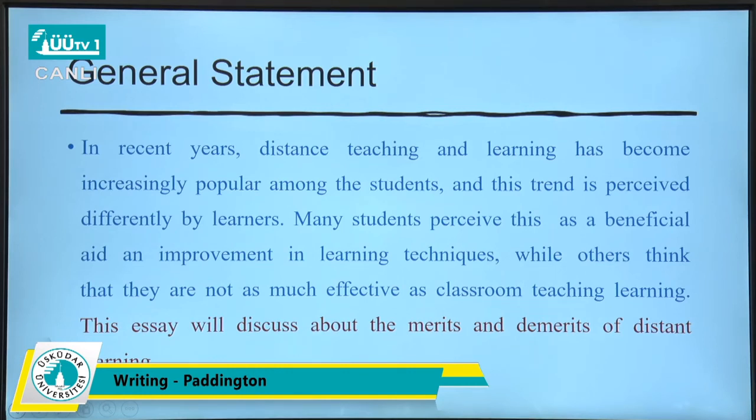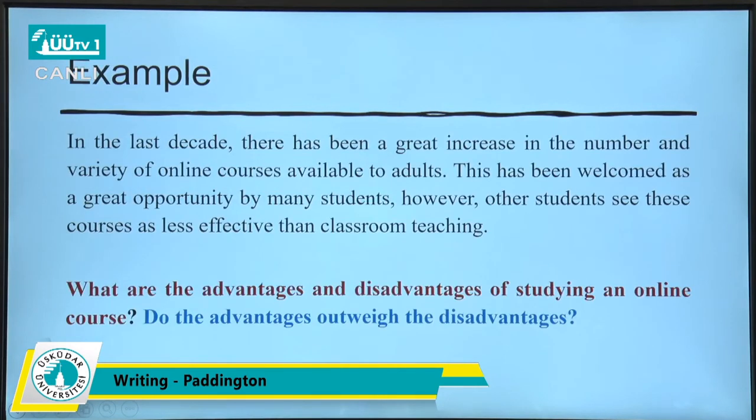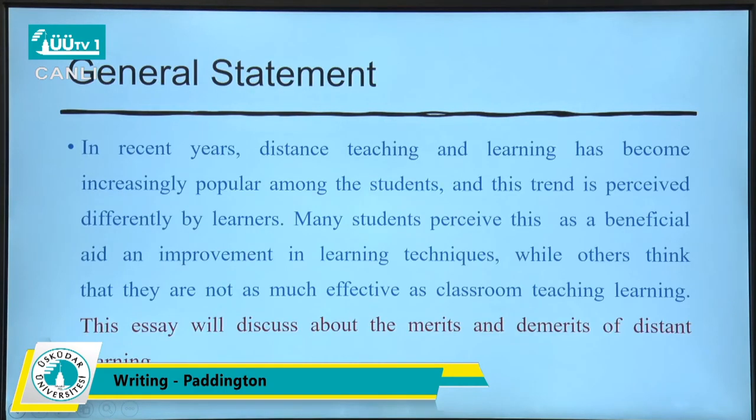So what I'm going to do in this essay? This essay will discuss the merits and demerits of distance learning or online courses. As you can see in the instruction, they use advantage and disadvantage in the question. So I should not copy these words in my introduction paragraph. I have to use merits or demerits of distance learning. They said online course, I want to say distance learning. And they said advantages, and I will say merits and demerits, right?